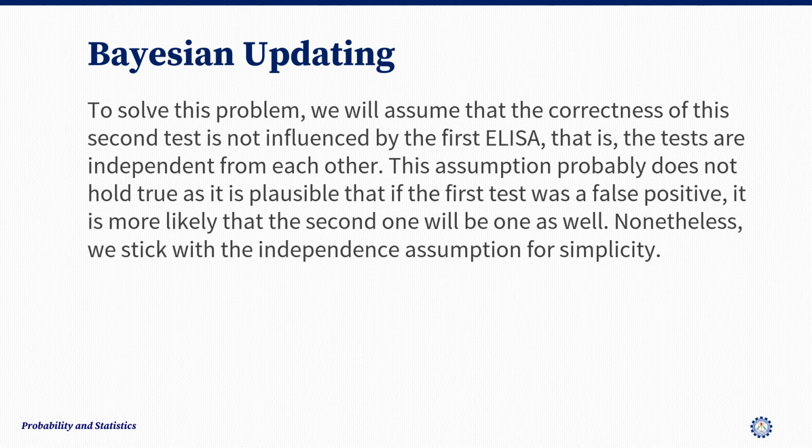To solve this problem, we will assume that the correctness of this second test is not influenced by the first ELISA test. That is, the tests are independent from each other. This assumption probably does not hold true, as it is plausible that if the first test was a false positive, it is more likely that the second will be one as well. Nonetheless, we stick with the independence assumption for simplicity.